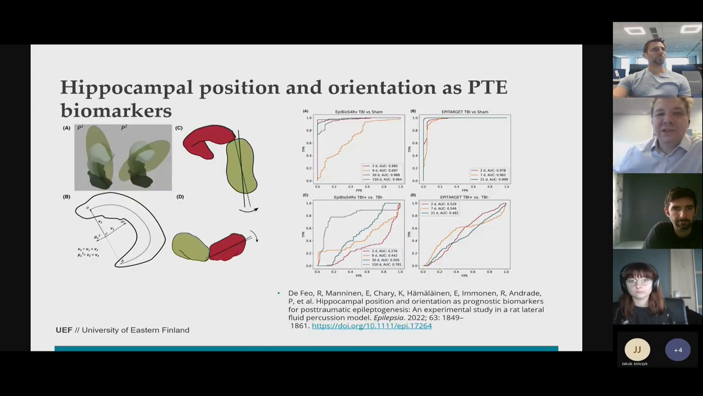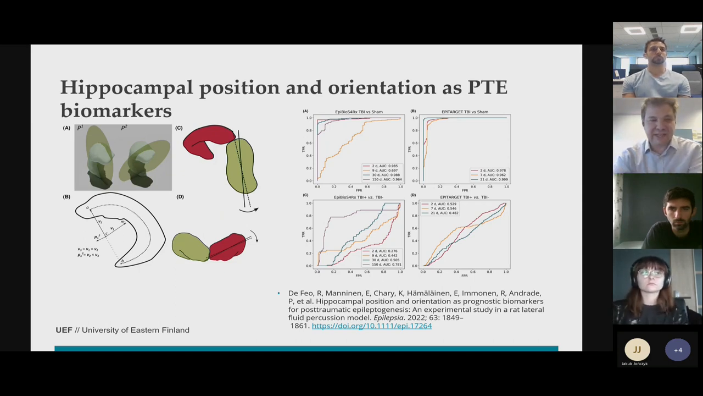We then went on and used this hippocampus segmentation to study hippocampal position and orientation as biomarkers for post-traumatic epilepsy. And this is once again a little bit complicated construct, but the results are that we can separate some animals from those that have suffered traumatic brain injury based on their hippocampal position and orientation. That is not surprising. We can do it very well, but as a biomarker for post-traumatic epilepsy, it doesn't really work, except perhaps at pretty late time point after an injury.